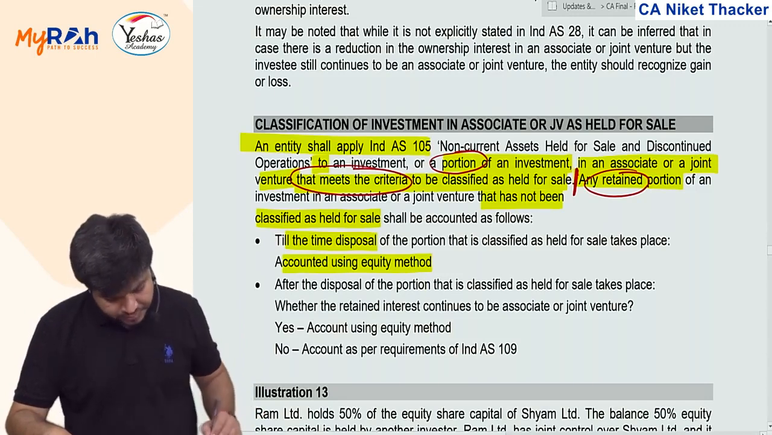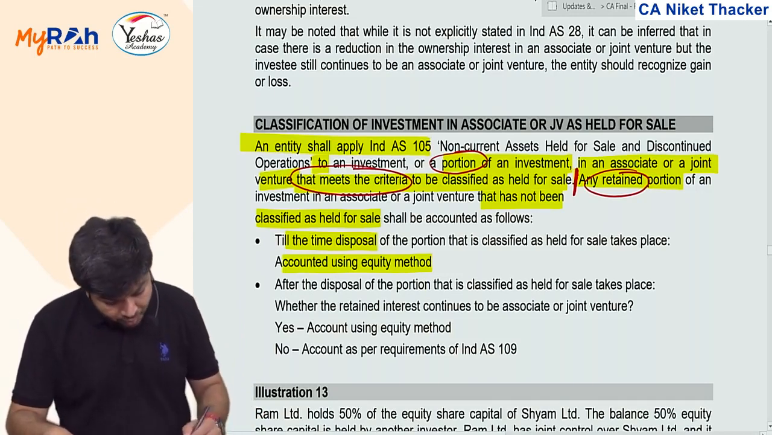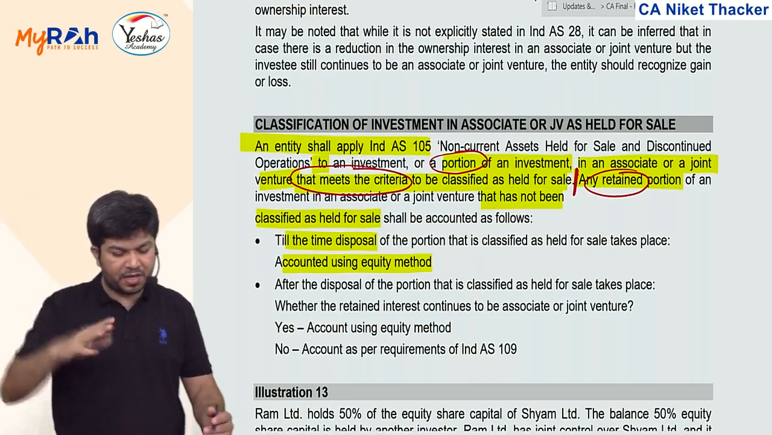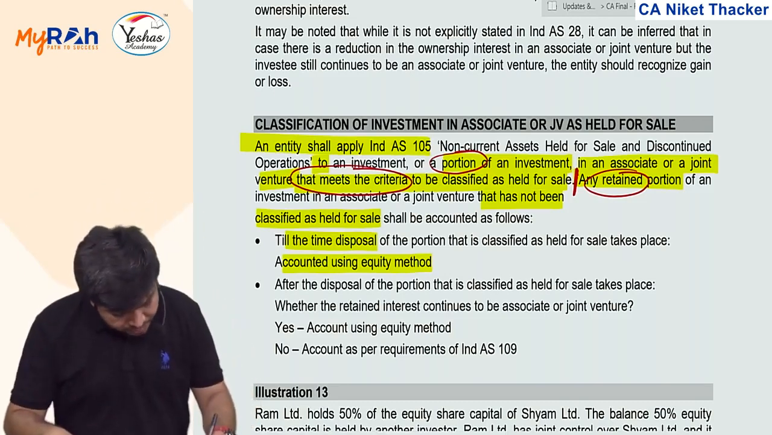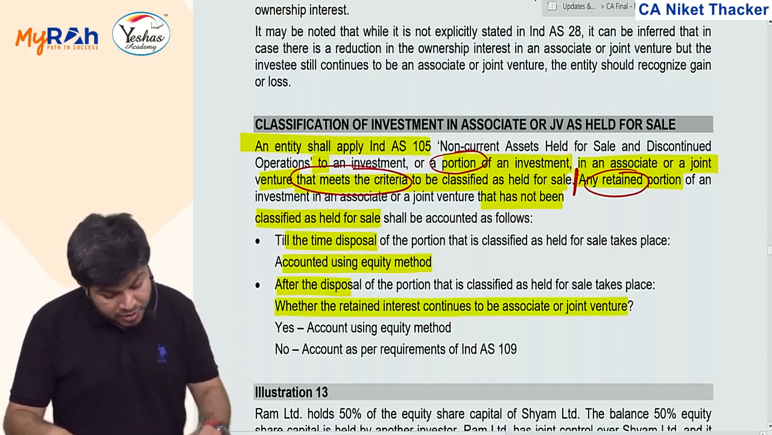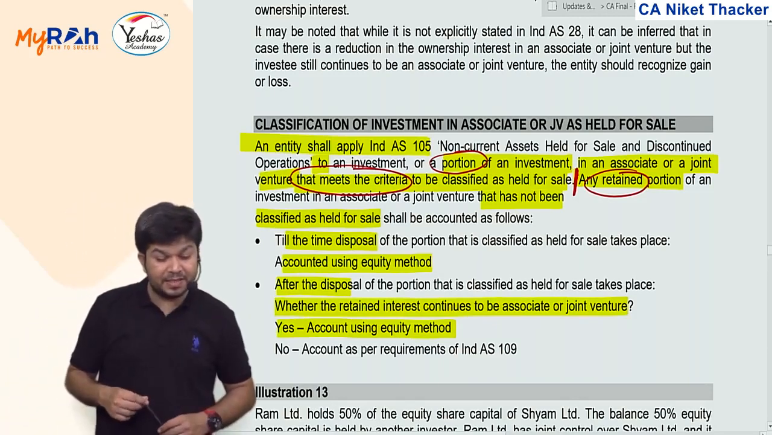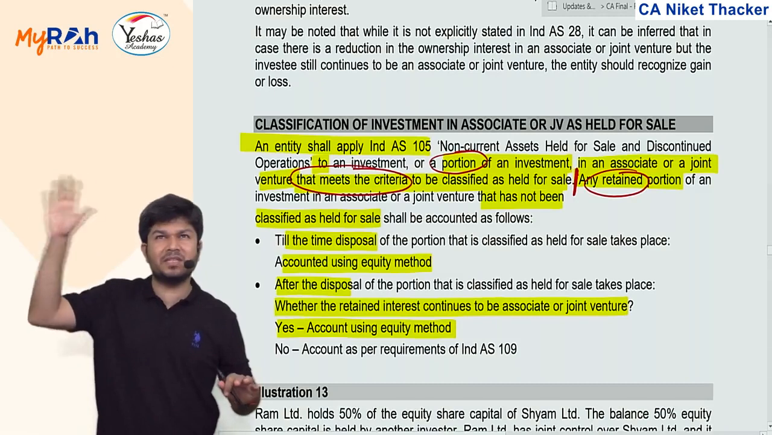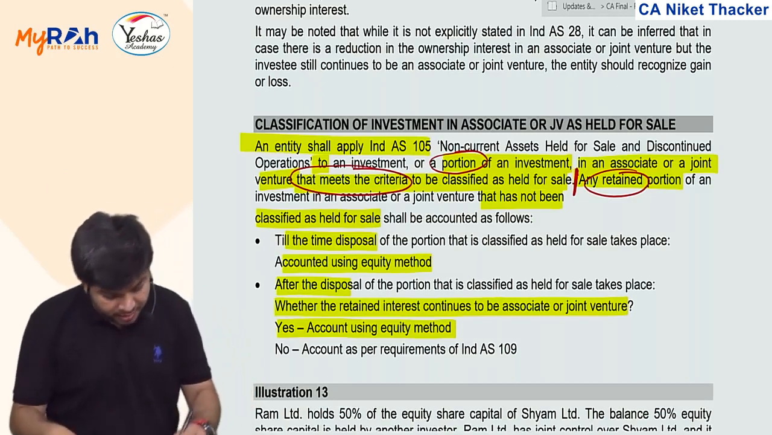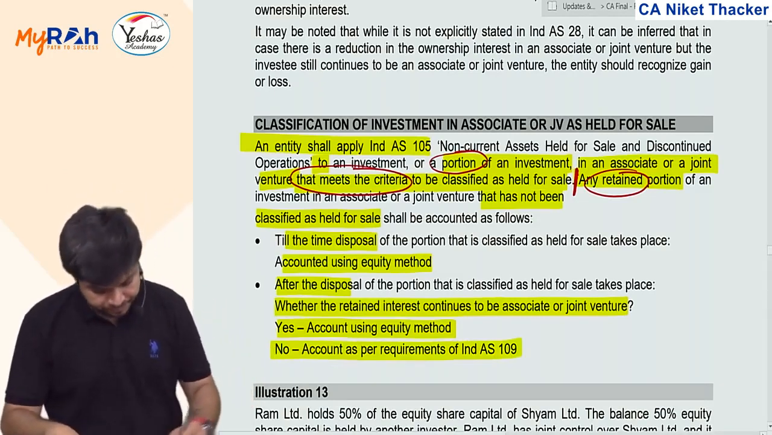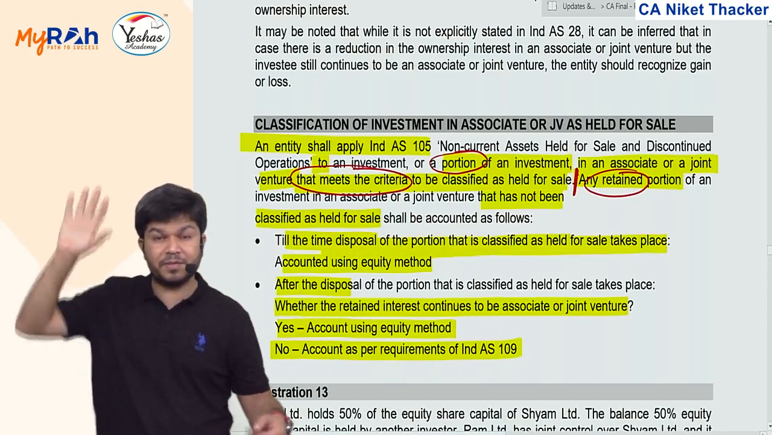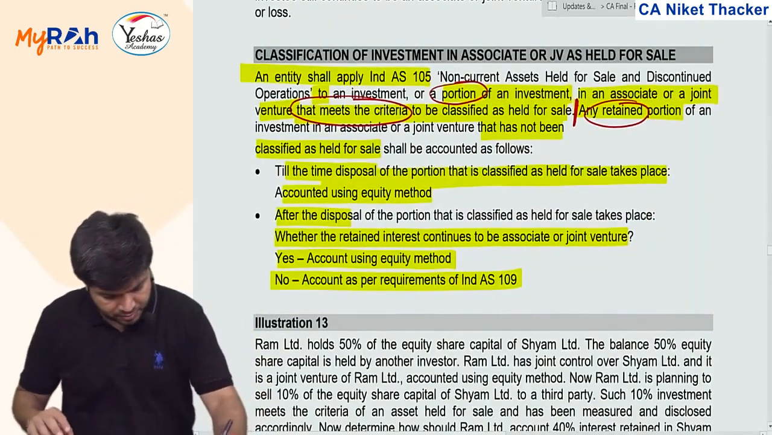After disposal of the portion, till the time of disposal of that held for sale wala account using equity method, and afterwards also, if the retained interest continues to be associate joint venture, so retained interest continues to be 40, 50 में से 10 gone, 40 still associate ना, continue equity method. Agar no, then you go for 109. Okay, so pay attention. Out of 50%, 10% held for sale.